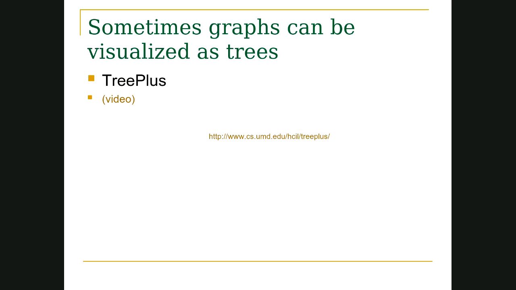So if I have a normal graph, what I can do is eliminate some of the edges and look at it as if it were a tree. And then I can use interactive navigation to move around that graph. I'm never going to see the entire graph at once, but I also am not going to have intersections. So get rid of intersections, make things simpler. TreePlus is an example of looking at a graph as if it were a tree.